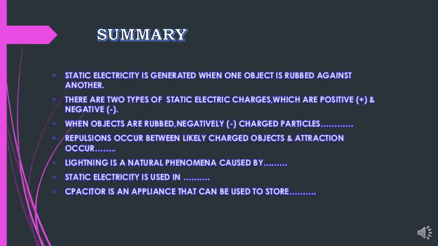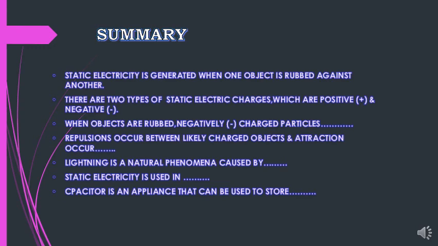There are two types of static electric charges, which are positive and negative. When objects are rubbed, negatively charged particles in one object are removed and transferred to the other. Like charges repel and unlike charges attract each other. That means repulsion occurs between like-charged objects and attraction occurs between unlike-charged objects.